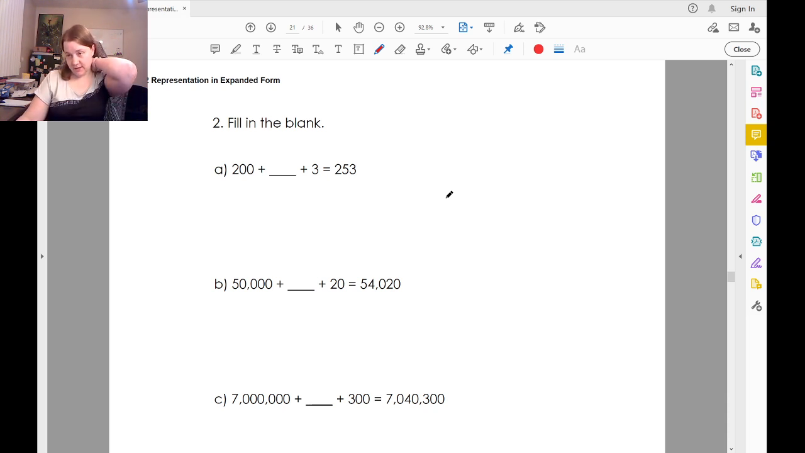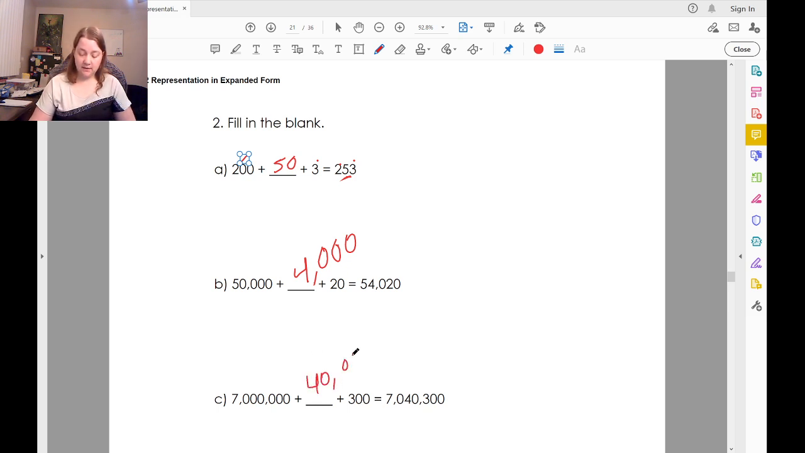Now they want you to fill in the blank. 200 plus what? Plus 3 equals 253. Well, we have a 2. We have a 3. We're missing that 5. That 5 is in the tens place, so I'm going to put 50. Go ahead, give the next two a shot. We'll talk about it when you come back. Welcome back. The number that's missing from the next one, I don't see a 4, and that is definitely going to fit on the line for me, so that's going to be 4,000. And then for the last one, we're missing the 4 again. This time it's going to be 40,000.